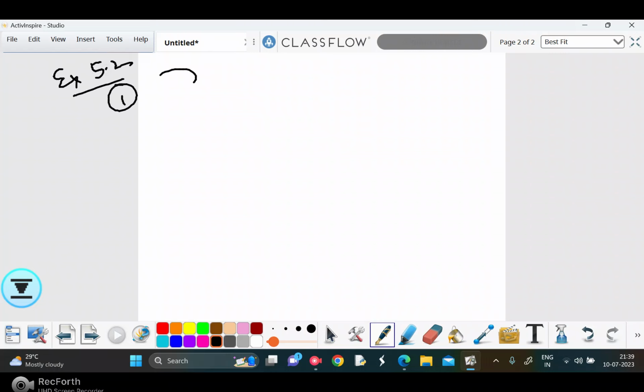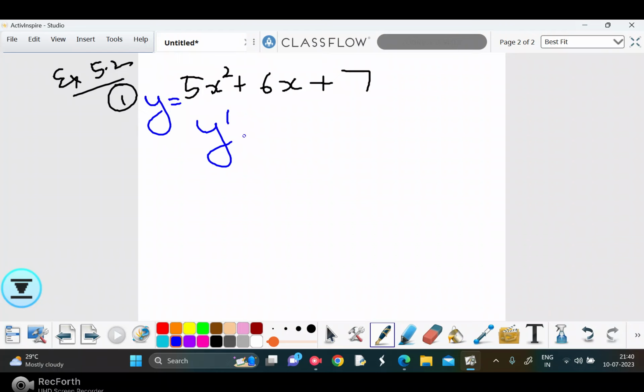Exercise 5.2, first question is sin x square plus 5. I'm assuming you know the basics of differentiation that you have studied in 11th. If you don't know, you can take down a few questions to brush up that topic also. So 5x square plus 6x plus 7, this is not your exercise sum. I'm just giving you a basic sum so that you can brush up your previous topics. So this is my y. In this chapter y dash, or if they write dy by dx, or f dash of x, all are the same. So I'll write y dash equal to.